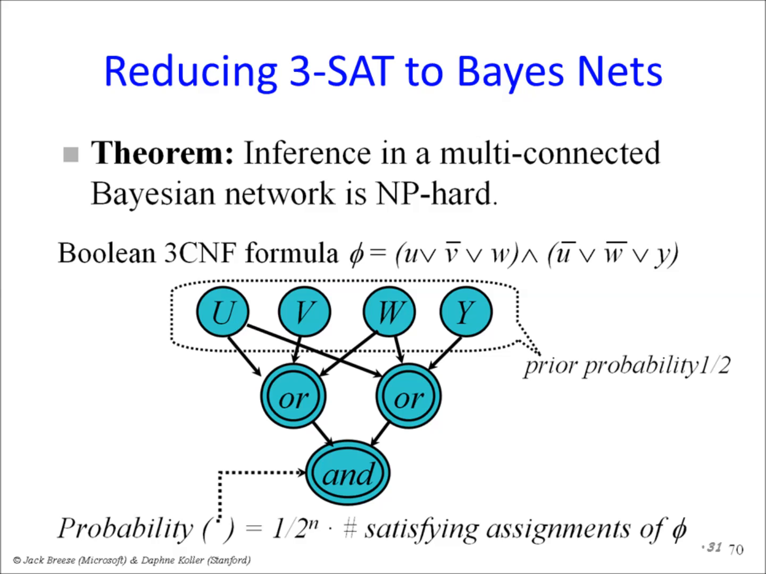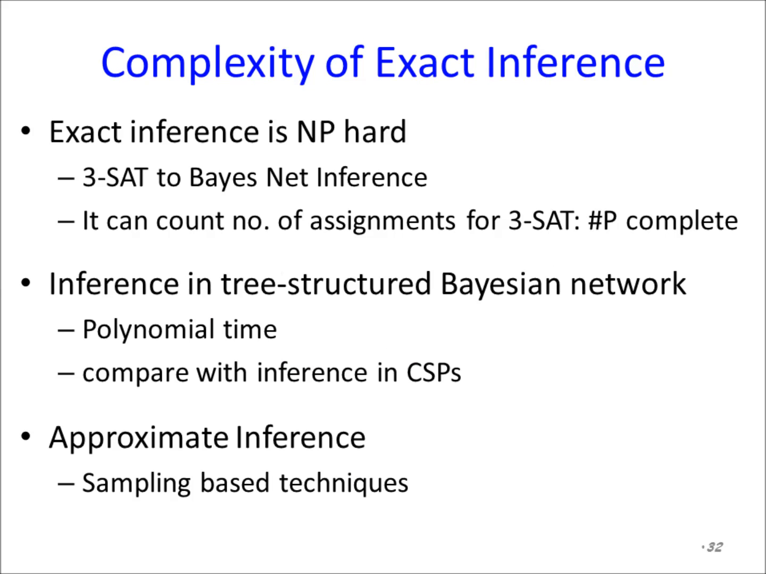In fact, it's in a complexity class called sharp P. Okay, for the people who understand theory, I don't. So it's actually sharp P complete. It can count the number of assignments to 3 SAT. That's it. So what we have shown so far is that exact inference is really hard.